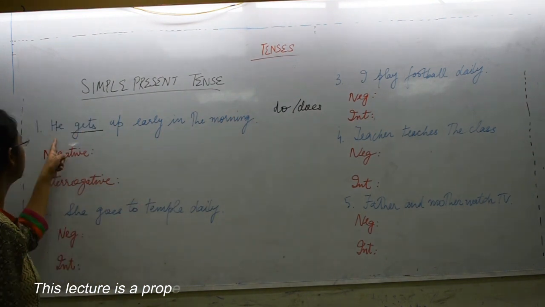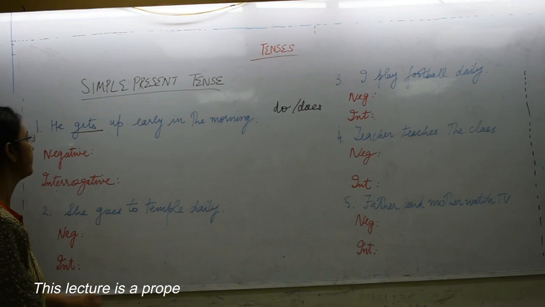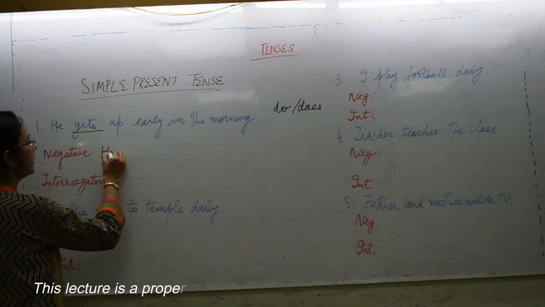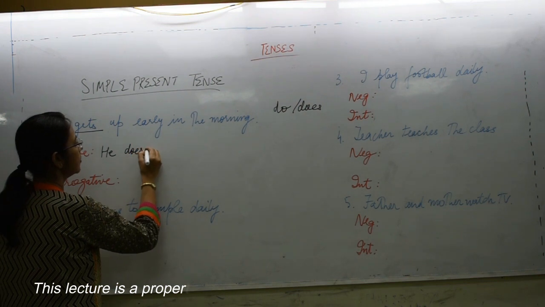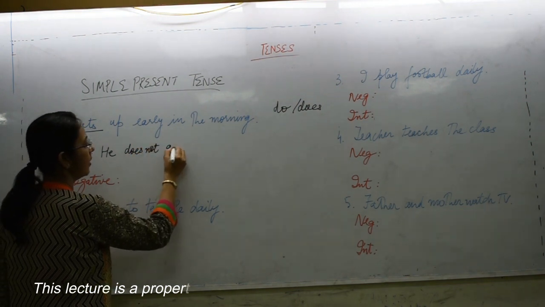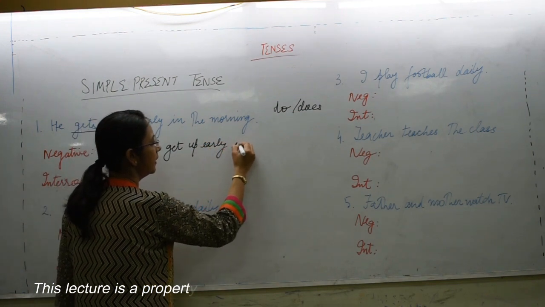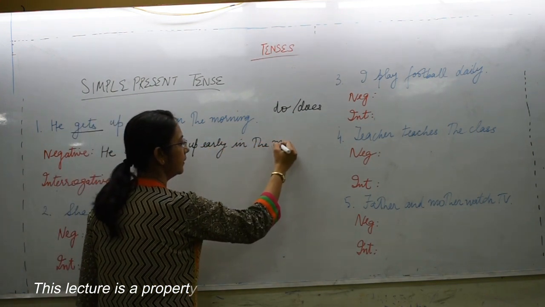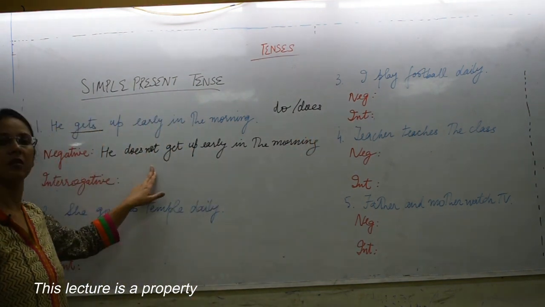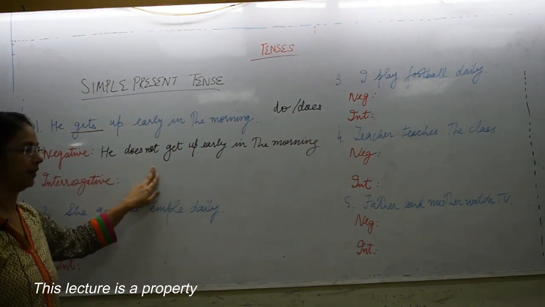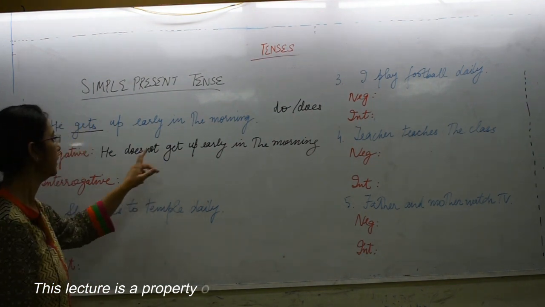Like, in this example, he gets up early in the morning. So, we will say he comes with does. So, he does not get up early in the morning. He does not get up early in the morning. With does, we are not going to use the S form of get.